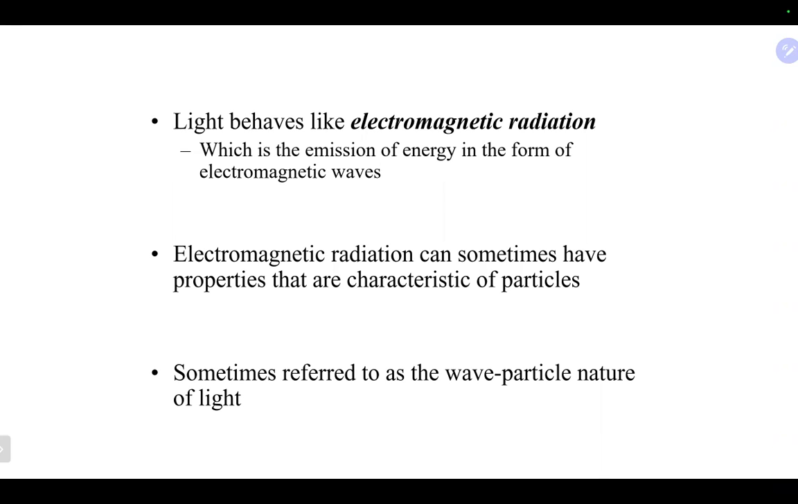Particles, like electrons for example, can behave like particles, but they can also have wave-like functions. So they can behave like waves, and vice versa: waves can have particle-like functions as well. So both particles and waves can behave like each other and have functions that are similar to one another. So it's sometimes referred to as the wave-particle nature of light, or the dual nature of light, when we talk about it.